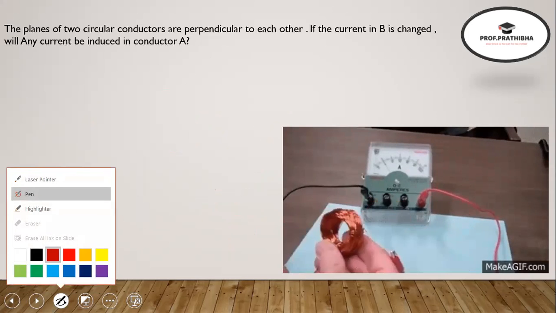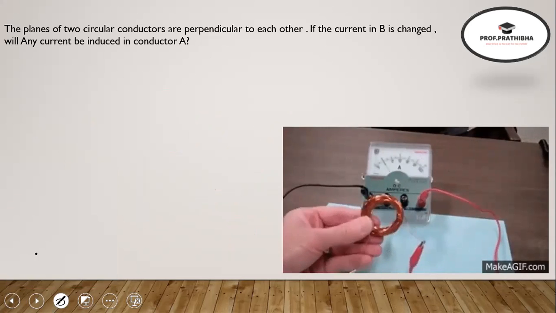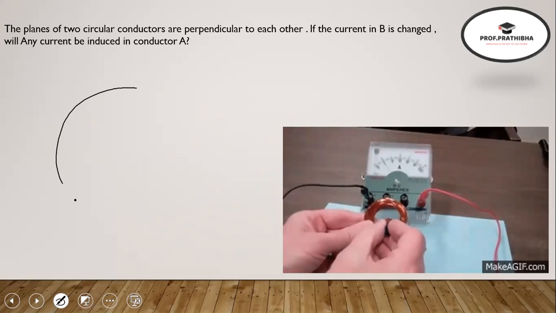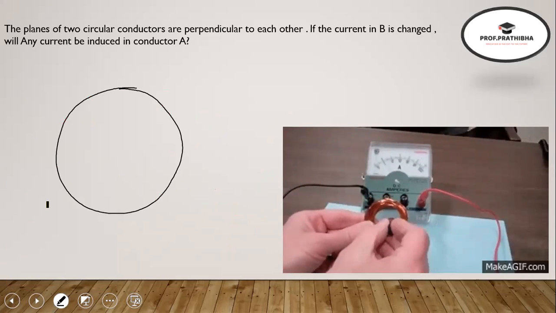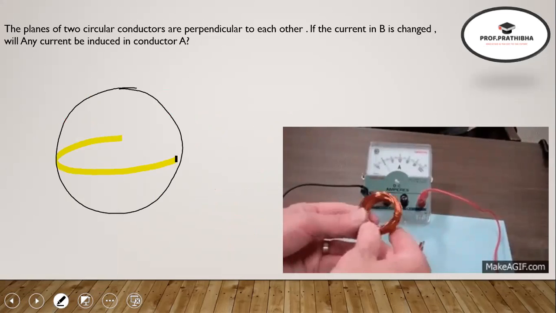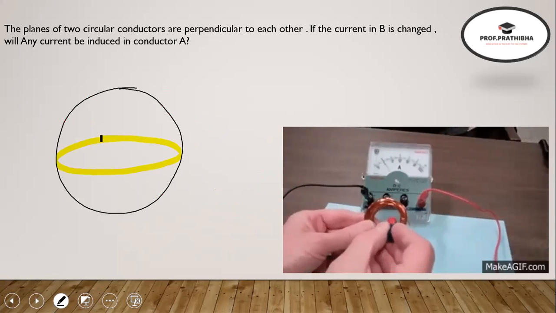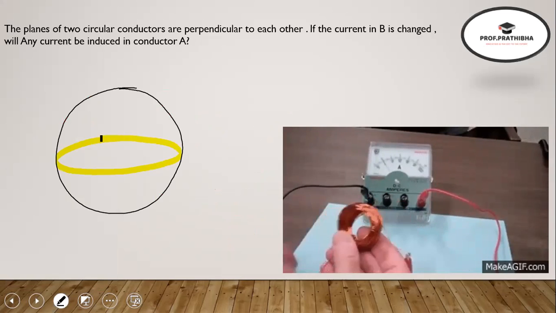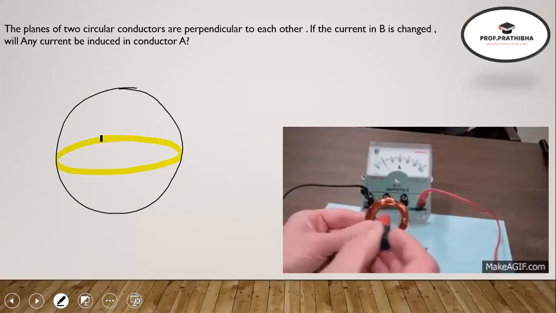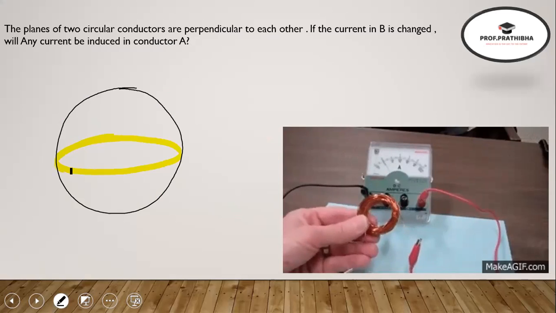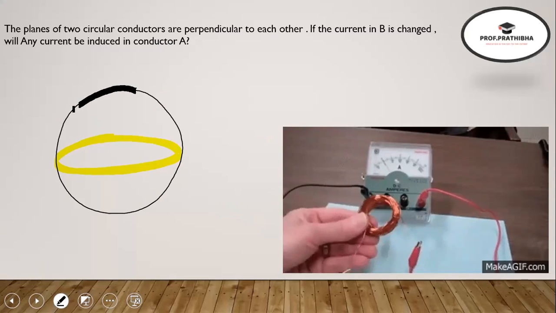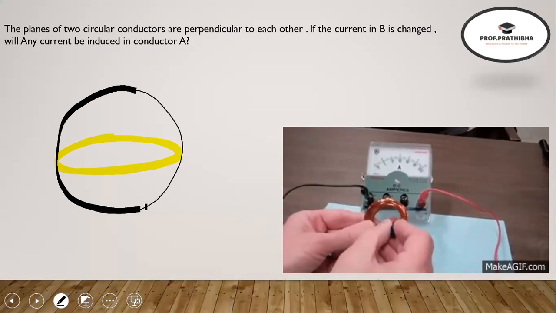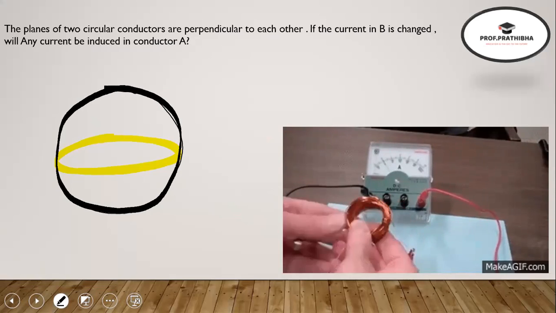Suppose I have two circular coils, so I'm taking one like this and I'm taking one like this. I hope you can see now. So that the planes of these two circular conductors are perpendicular to each other. एक जैसे आपके टेबल पे रखा हुआ है और एक जैसे बोर्ड पे है. So one is nothing but like this. And उनका दोनों का प्लेन एक दूसरे से परपेंडिकुलर है.